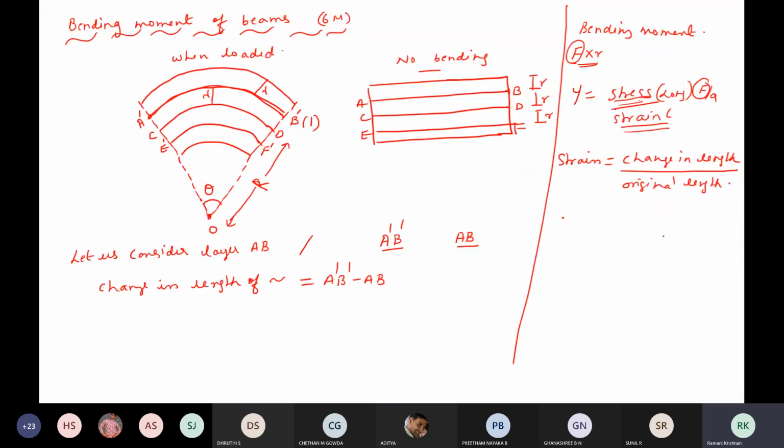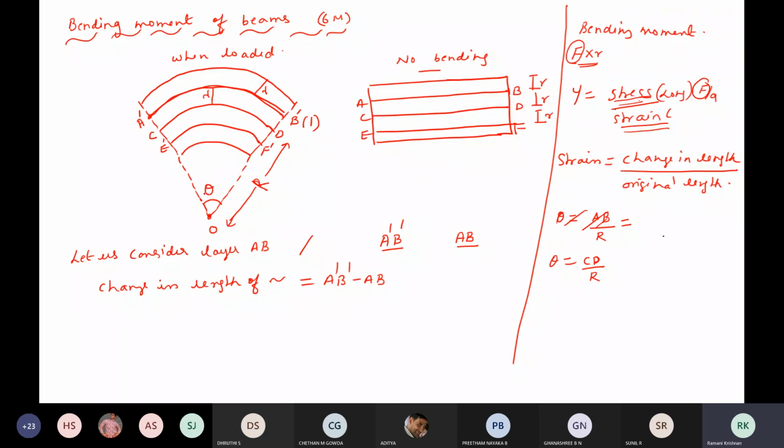Yeah. Now can I write theta is equal to AB by R? Students, when no load is added, can I write theta is equal to AB by R? Or to make you more clear, can I write theta is equal to CD by R? Okay, we'll not write this. Theta is equal to CD. Can I write that? See here, theta.